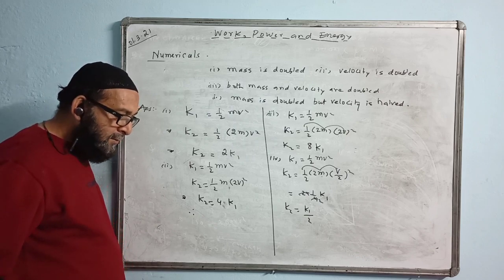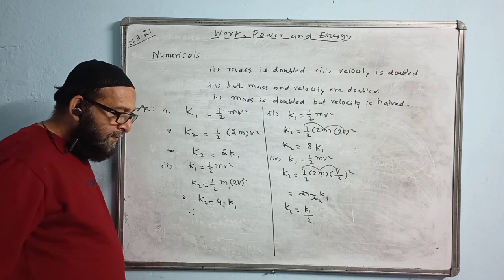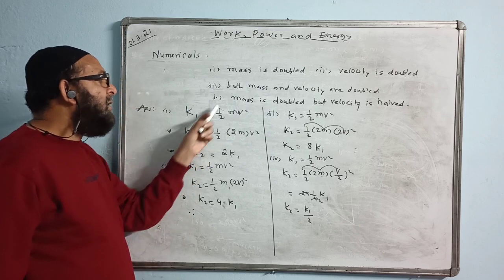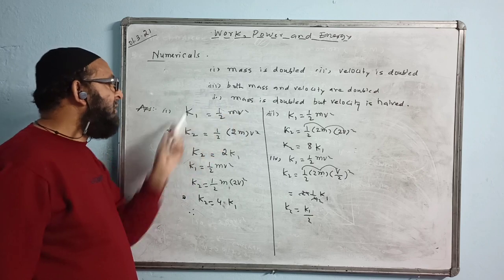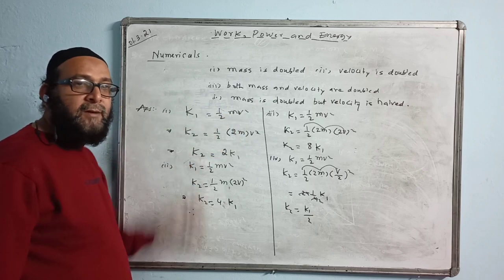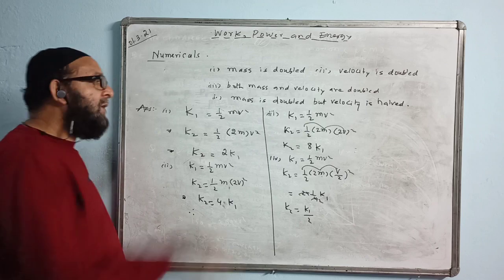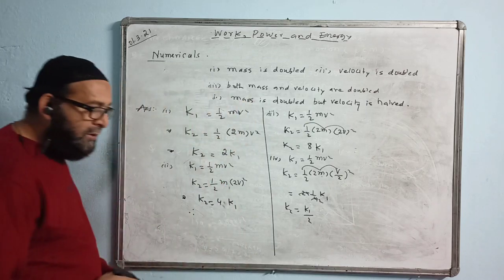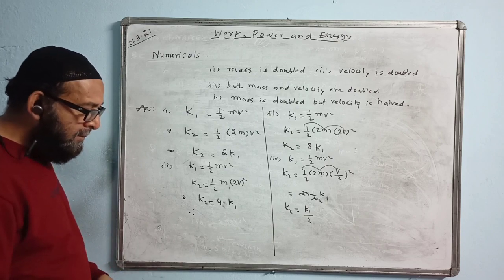It's okay. So we will not cancel the number now. We will not cancel half mv square. We will take it as k1 and then with respect to k1 we will write whatever extra number comes, that we write over there. And then we will write the conclusion of what is happening.